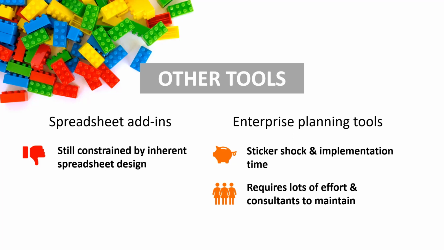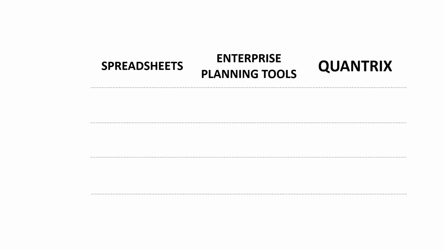Comparing spreadsheets and add-ins to enterprise planning tools and Quantrix, we can evaluate them based on their built-in agility, scalability, and structure. Spreadsheets are incredibly agile, but as we've discussed today, scalability can waver with complex models and structure must be created entirely from scratch.